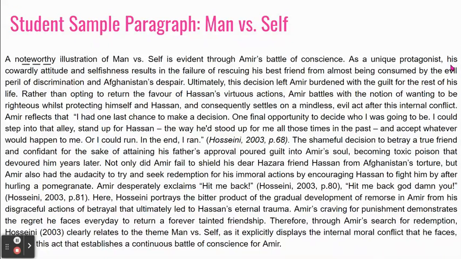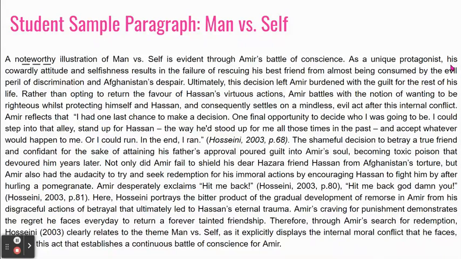The shameful decision to betray a true friend and confidant for the sake of attaining his father's approval poured guilt into Amir's soul, becoming toxic poison that devoured him years later. Not only did Amir fail to shield his Hazara friend Hassan from Afghanistan's torture, but Amir also had the audacity to try and seek redemption for his immoral actions by encouraging Hassan to fight him after hurling a pomegranate.